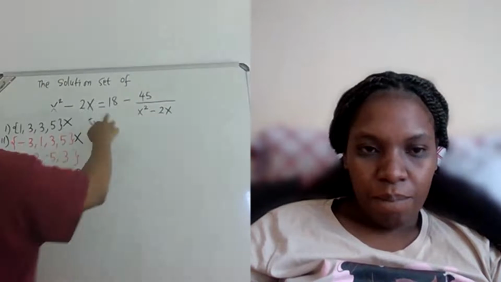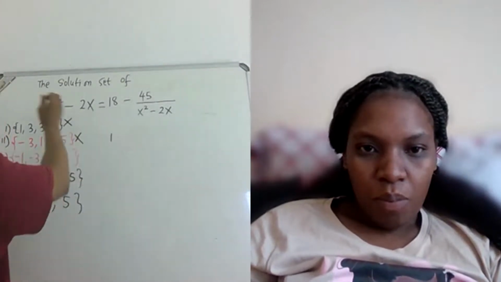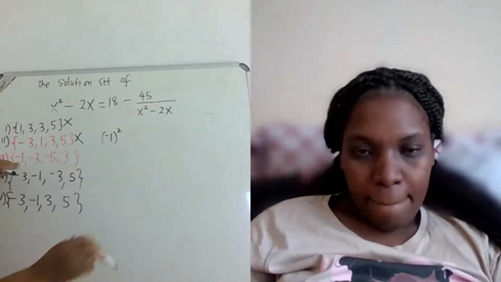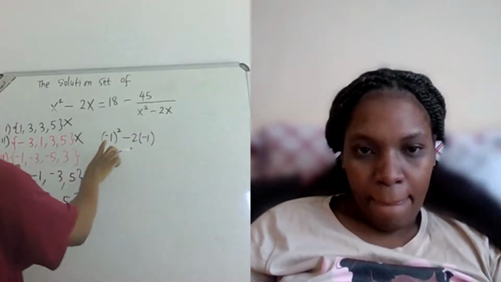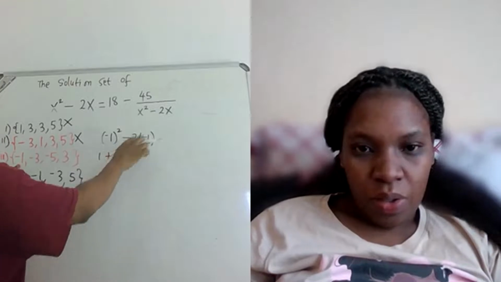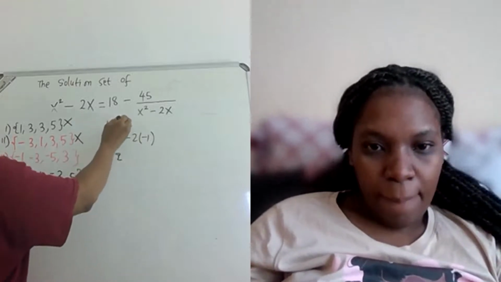Okay, -1, we plug in here. (-1) square is equal to +1, minus 2 times -1. (-1) square equal to 1, minus -2 is going to be +2, so it's going to be 3. Left hand side equal to 3.